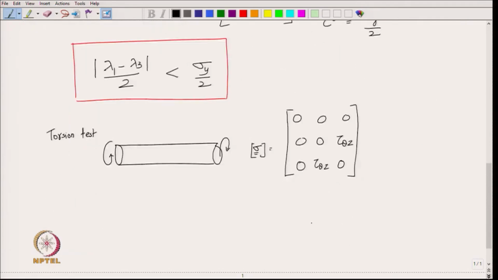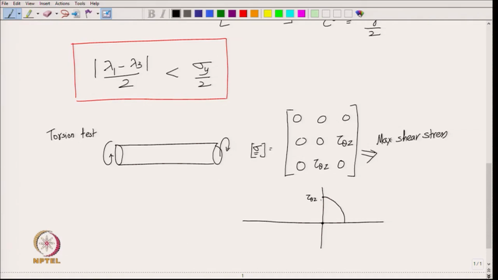Okay, now corresponding to this state of stress, we can find out what is the max shear stress. To do that you can draw the Mohr circle, because you see that one of the axes is already a principal axis. So, when we do the Mohr circle, the sigma yy and sigma zz are both 0. So, the center of the circle is simply at the origin, and then we have tau theta z over here.